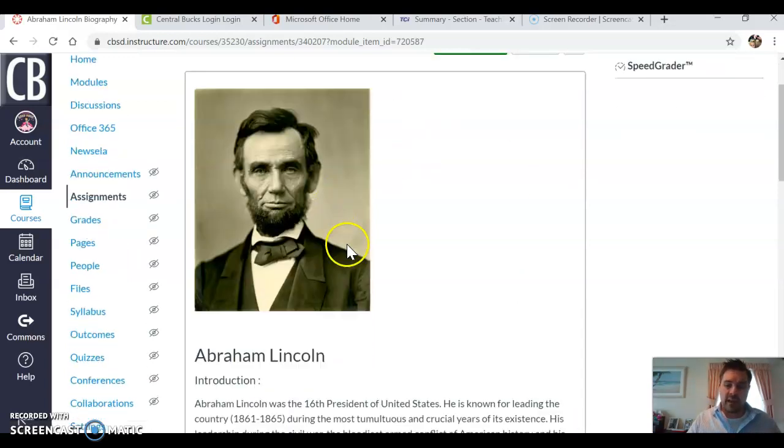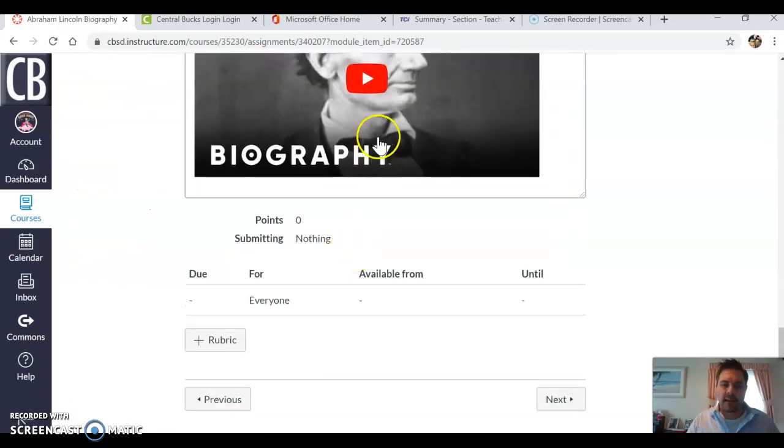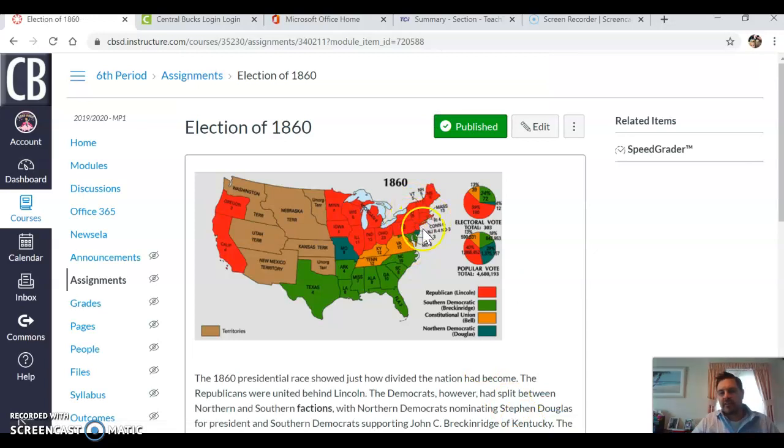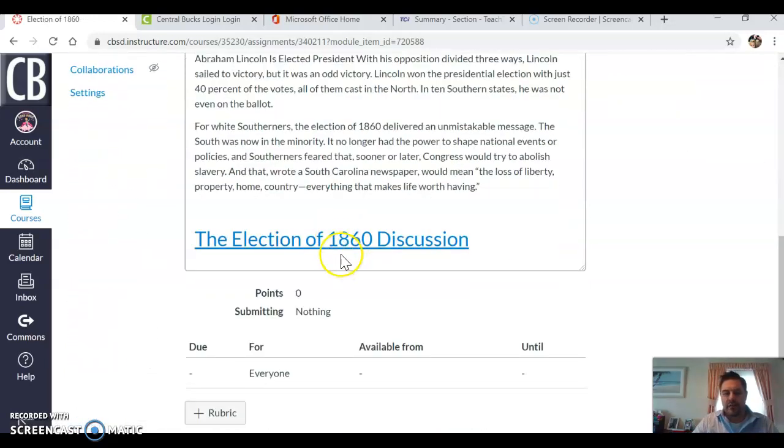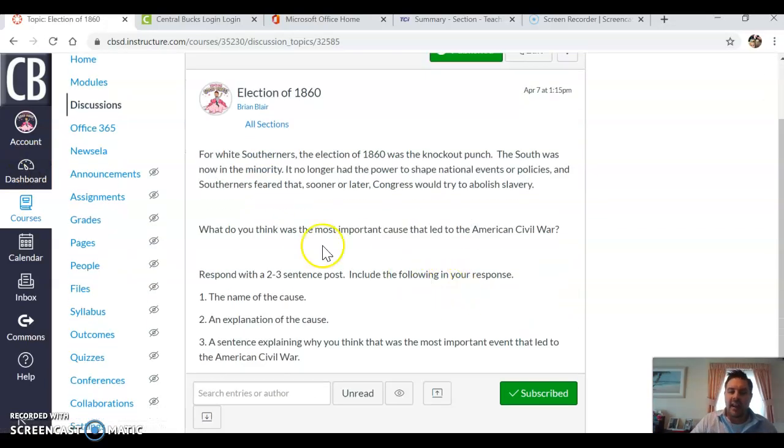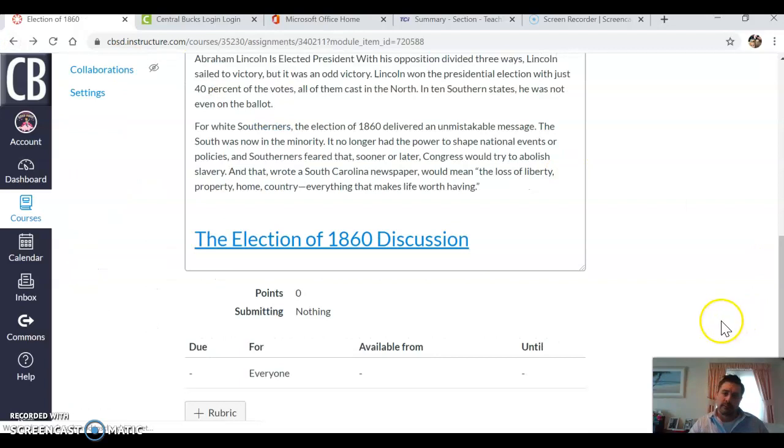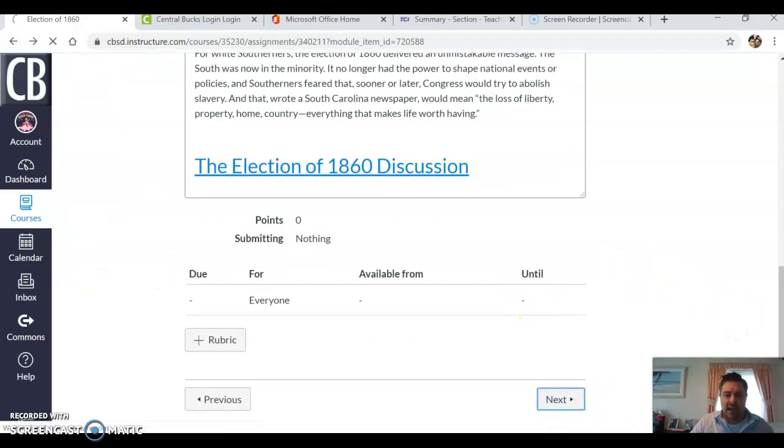Start with the Abraham Lincoln biography. There's a little video there from Biography about Lincoln. Move on to the election of 1860. Here's an overview of the election. Click on the discussion. That'll take you to the election of 1860 discussion. And it asks you to write a 2 to 3 sentence post about which cause of the Civil War you think is the most important, explaining it, and then a sentence on why you think that is the most important. So you're going to respond to that discussion.